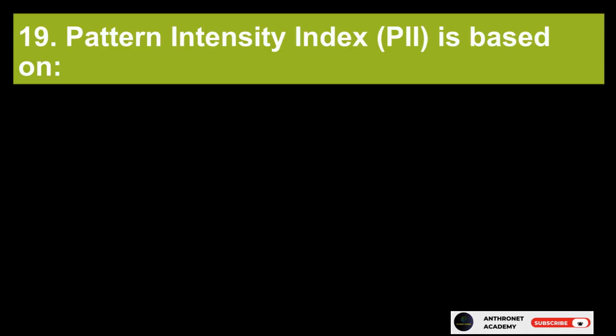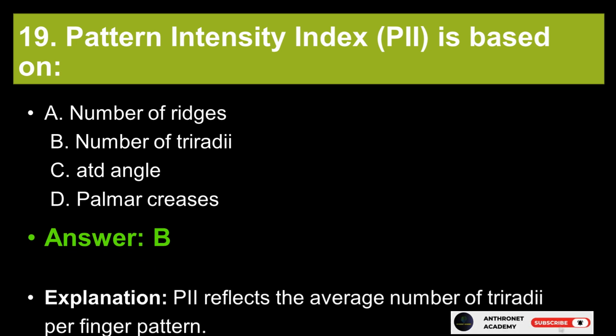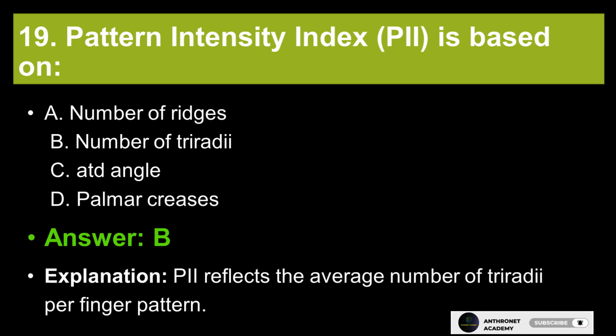Question 19. Pattern intensity index, PI, is based on: A. Number of ridges. B. Number of triradii. C. ATD angle. D. Palmar creases. Answer: B. Explanation: PI reflects the average number of triradii per finger pattern.